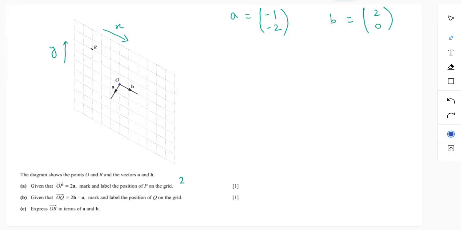For example, let's start from R. From R, make one line in the direction of either B or A. Let's say I take the direction of B. Starting from R, I'm making a line in the direction of B. Now this is the line. I have made a line parallel to B from R.